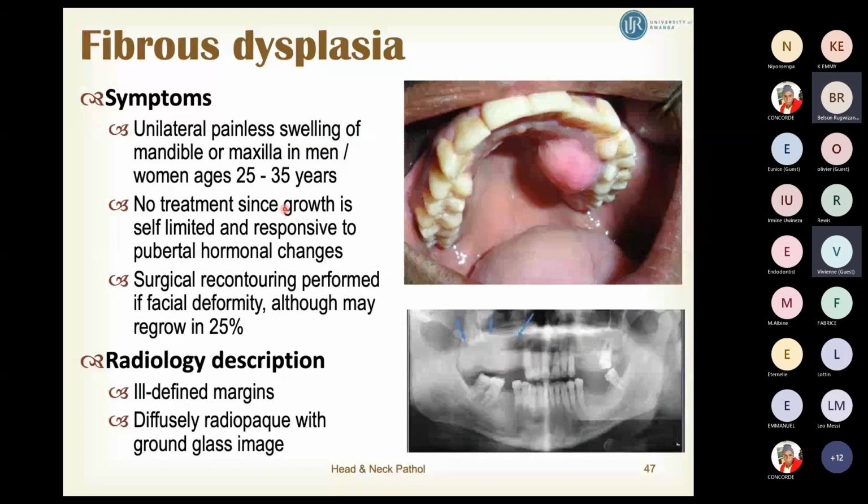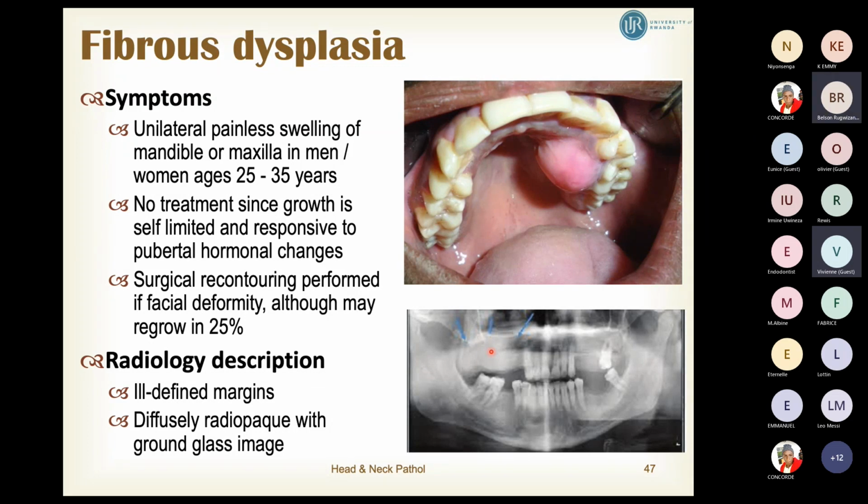But the recurrence is 25%. Understand that there is a risk of recurrence. They have ill-defined margins, diffuse radio-opaque with ground glass image. So diffusely radio-opaque, you cannot see just one mass being radio-opaque as we saw for the ossifying fibroma.